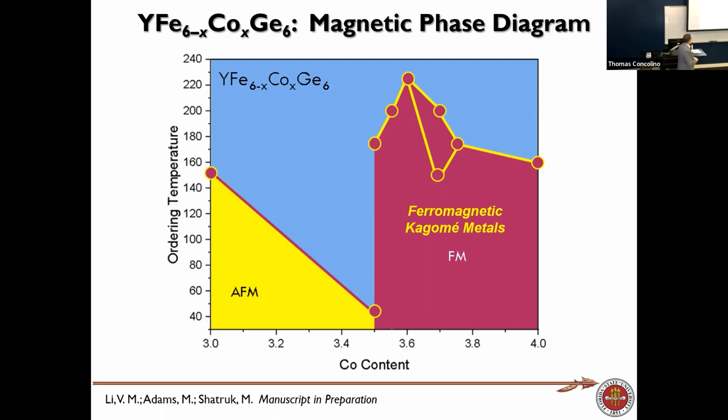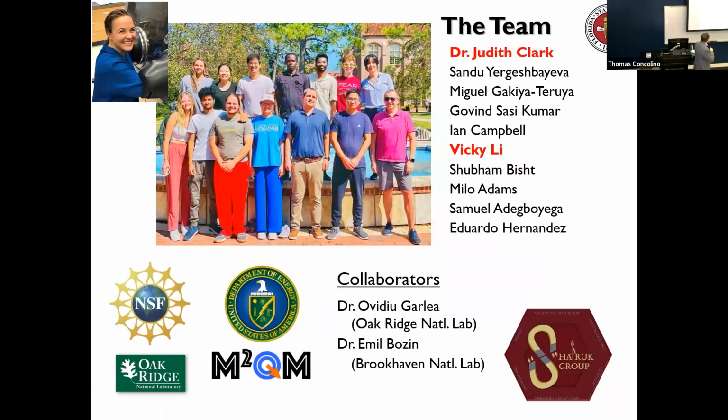Okay, so with that, I will just stop and I'll acknowledge Julie, who did the first part of this work, and Vicky, who worked on the second part. Funding mainly came from MnSe. Oak Ridge has been very generous with lead time for us. And Ovi Garlio is our longtime collaborator for neutron scattering. I also showed the result from Emil Bozin on PDF, and they've been super helpful as well. And thank you very much for your attention.